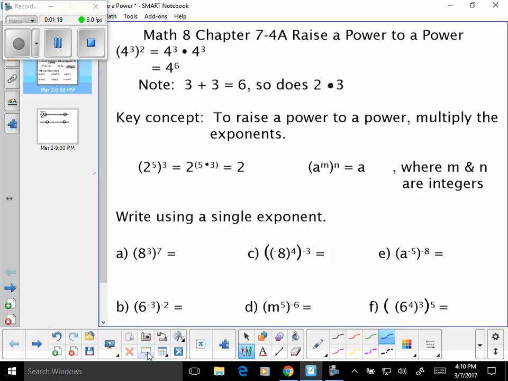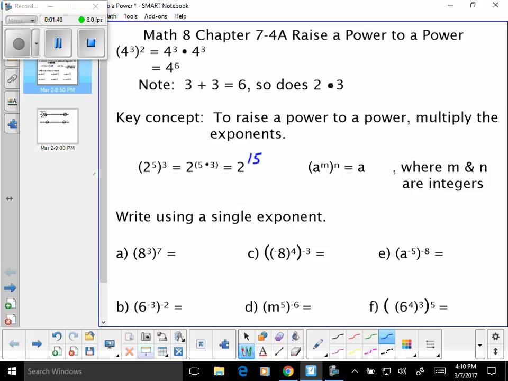If we look at the next problem, we have 2 to the 5th, and then we're going to cube it. What we're really going to do is take 2, and we're going to multiply those exponents of 5 times 3. We are going to get 2 to the 15th power.